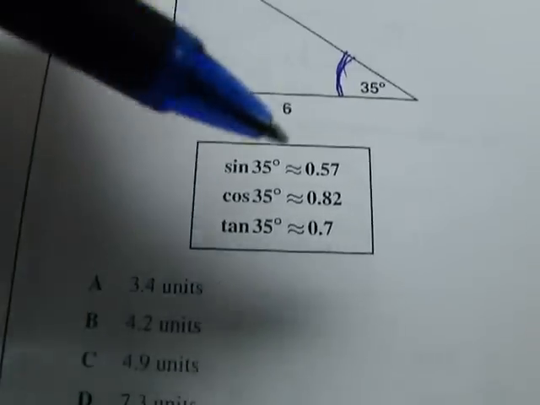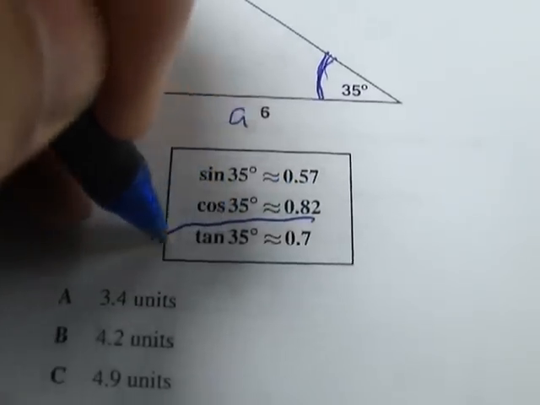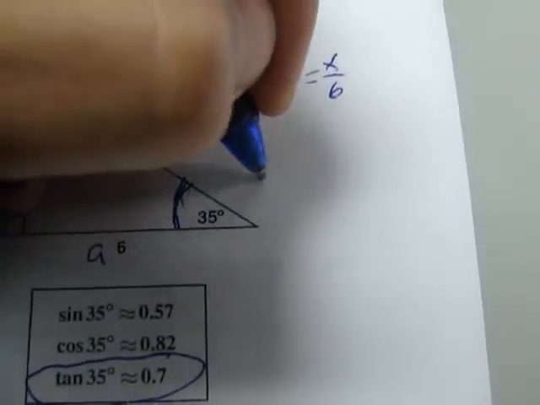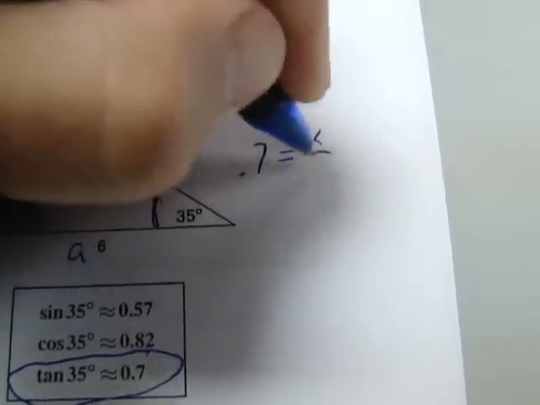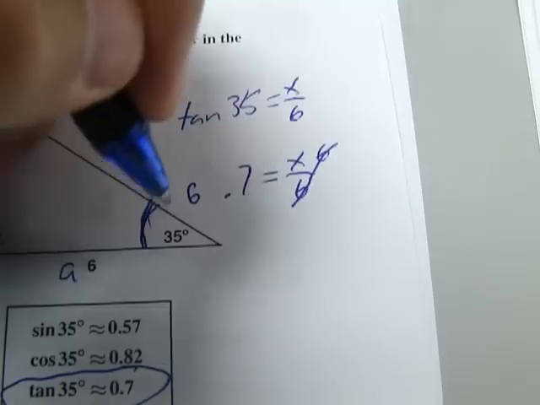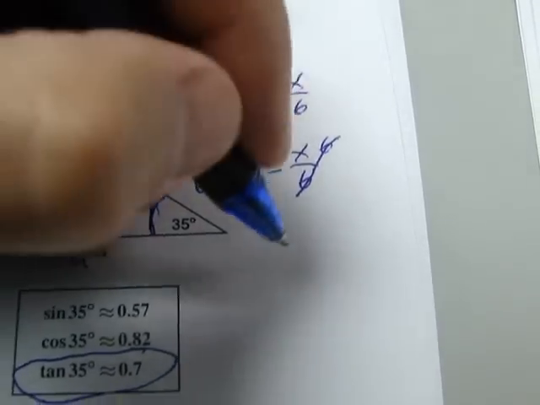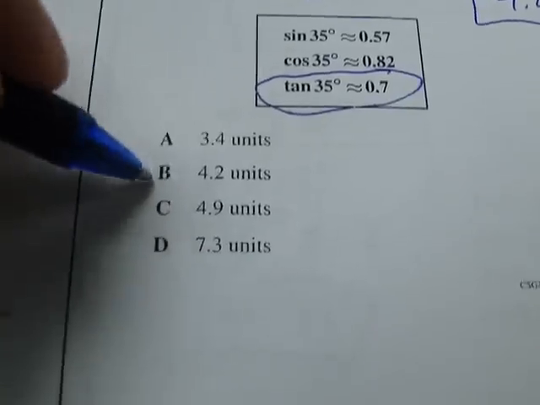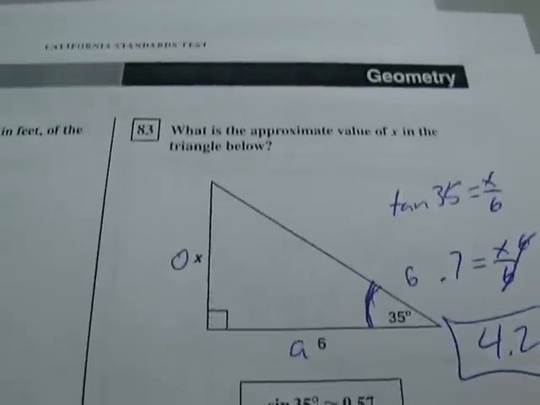So let's figure it out. And it tells us the three things. The one we're going to use is tangent, because it's a tangent problem. So it's going to be 0.7 equals x over 6. We'll multiply by 6 on both sides. And we'll get 6 times 7 is 42. We move the decimal over 1, so we get 4.2. Look for your answer. Bam, there it is. B is the answer. That was 83.